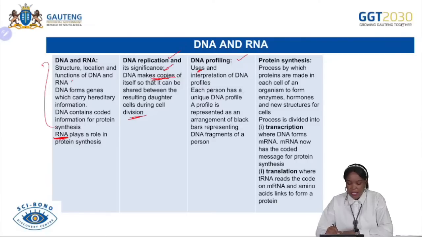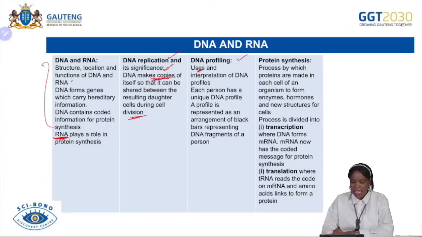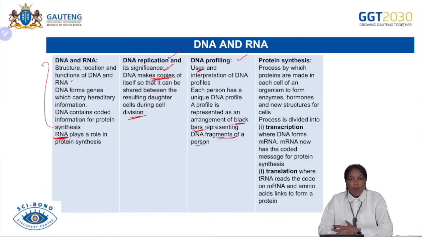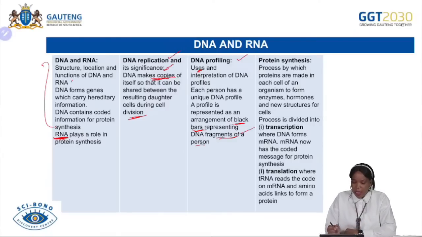Now, each person has a unique DNA profile. You must know that. What is a profile now? A profile is represented as an arrangement of black bars representing the DNA fragments of a person. So when those black bars are arranged, it represents the fragments of DNA of a particular person.